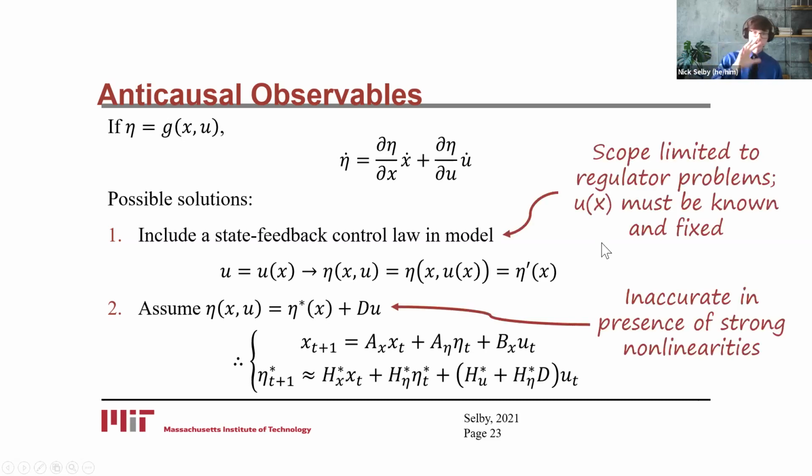So basically, this first method works, but it limits the scope of your application to regulator problems. And also the function U of X has to be known and fixed. And the second solution, this one, is more broadly applicable in terms of applications, but the linearity assumption is limiting in and of itself. It's going to be inaccurate in the presence of strong nonlinearities.